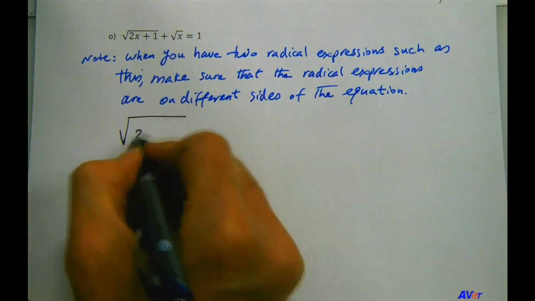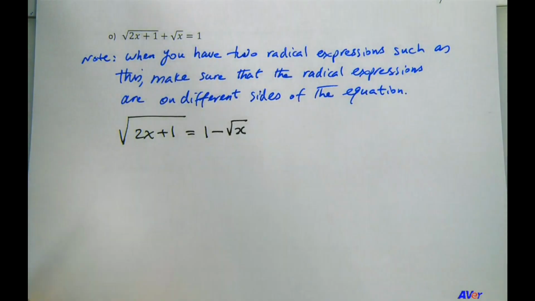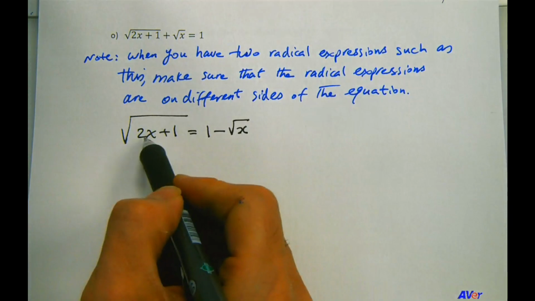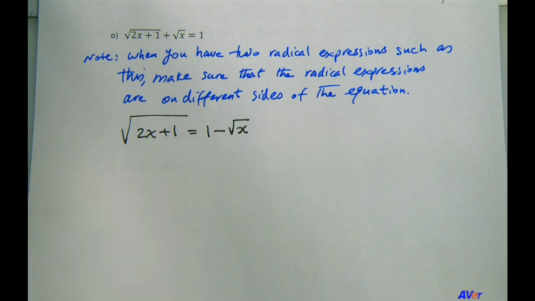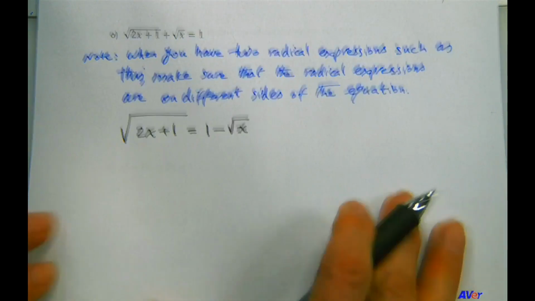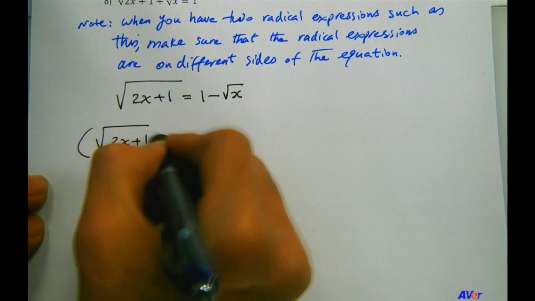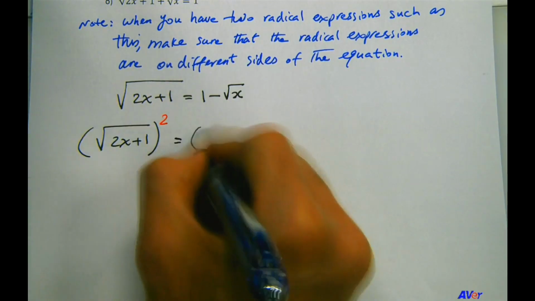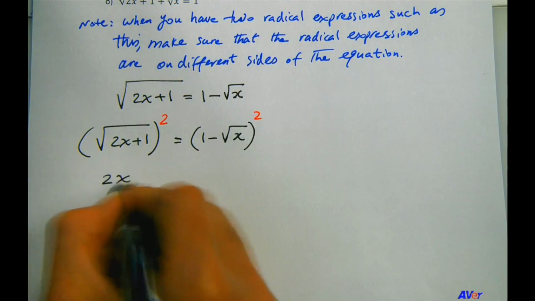So square root of 2x plus 1 equals 1 minus square root of x. Now square both sides. That will get rid of one of these but keep the other one, and then you can get rid of the other one after that. So let's square both sides. Square root of 2x plus 1 squared equals 1 minus square root of x squared. On the left, we end up with 2x plus 1.